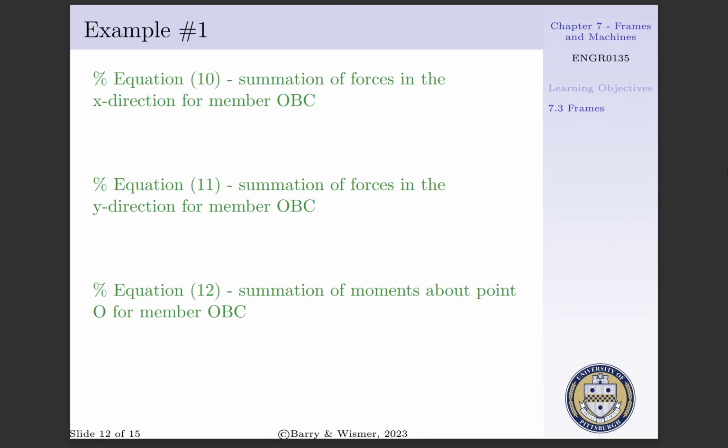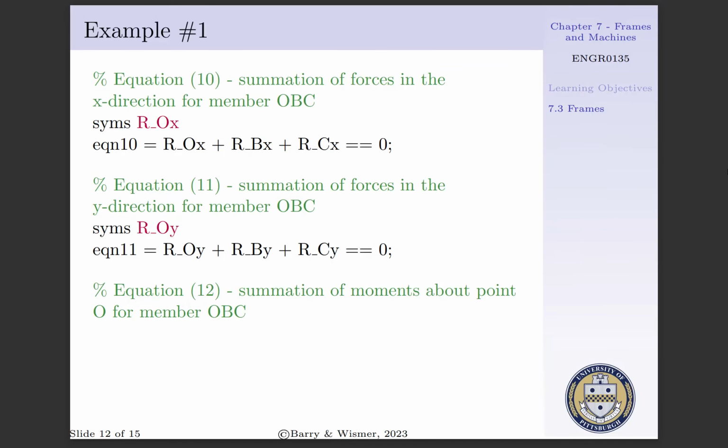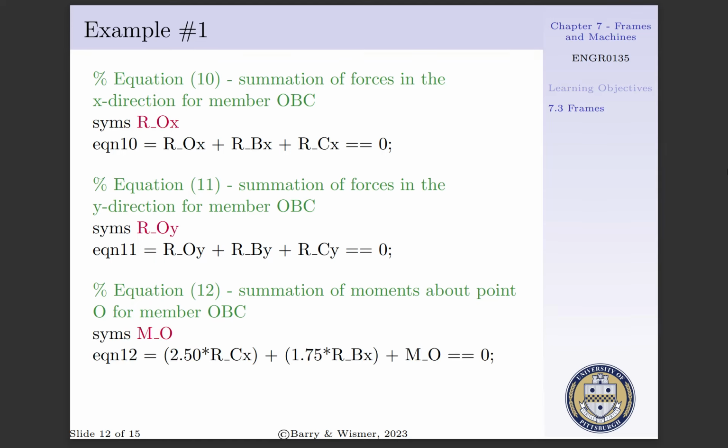Equation 10 was the summation of forces in the x direction for member OBC. We will define our symbol ROX, and equation 10 takes the form ROX plus RBX plus RCX is equal to 0. Equation 11 was the summation of forces in the y direction for member OBC, and we will define our symbol ROY, which allows us to cast equation 11 as ROY plus RBY plus RCY is equal to 0. Equation 12 is the summation of moments about point O for member OBC. We will define our symbol M sub O, which allows us to cast equation 12 as 2.5 times RCX plus 1.75 times RBX plus our reactionary moment M sub O is equal to 0.